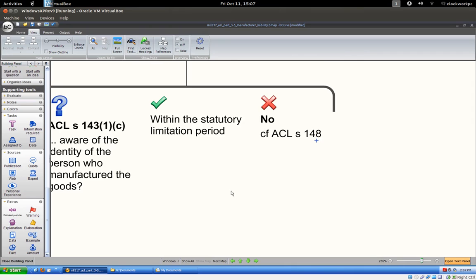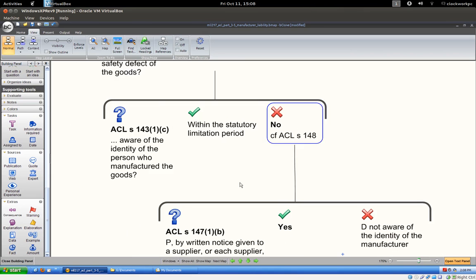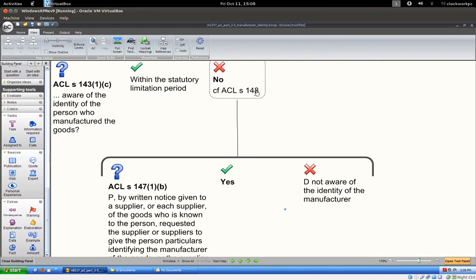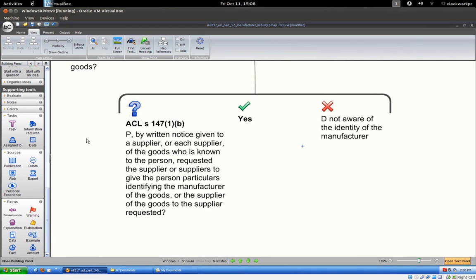Now, let's say that the plaintiff does not know the identity of the manufacturer. Well, section 147 of the ACL addresses that. 147 subsection 1 subsection B states that if the plaintiff is not aware of the identity of the manufacturer, the plaintiff may write to the supplier, so the person that you bought the product from, asking the supplier to give you the details with which you may identify the manufacturer.